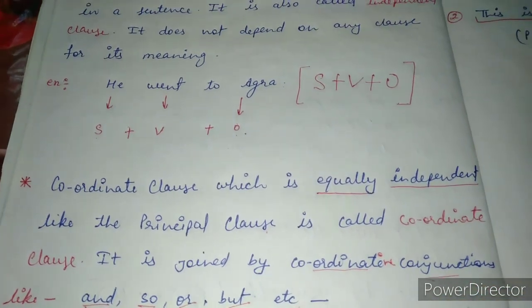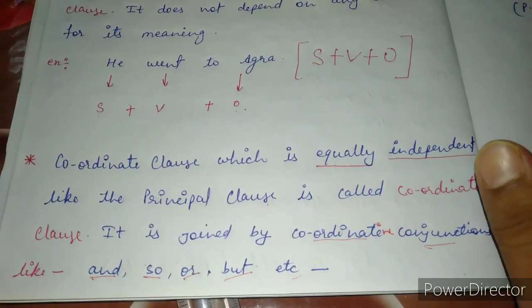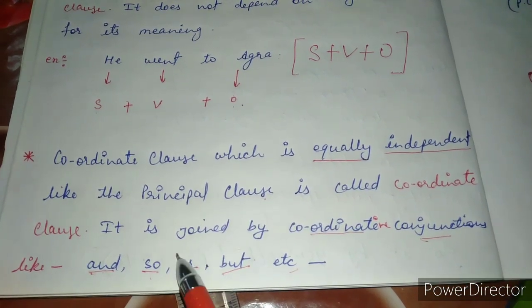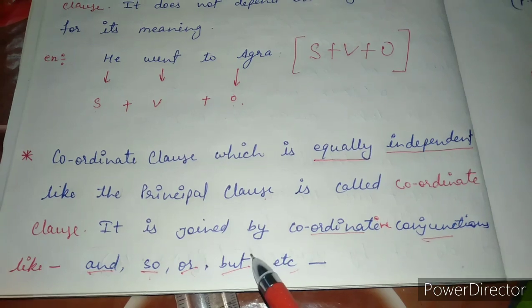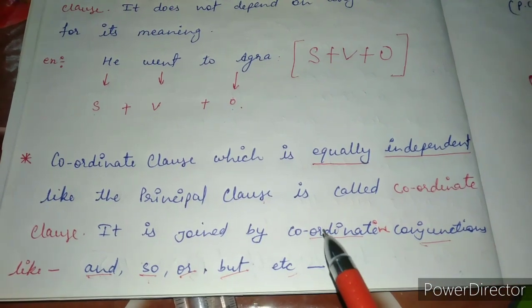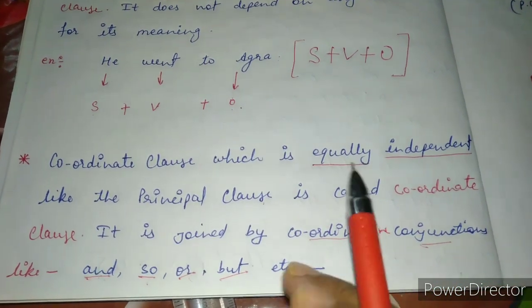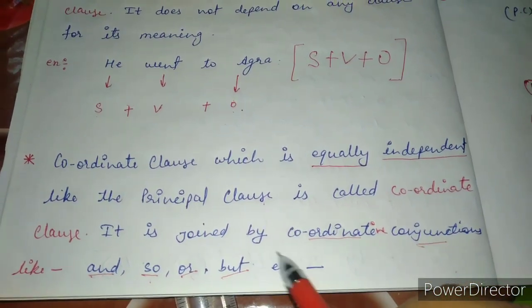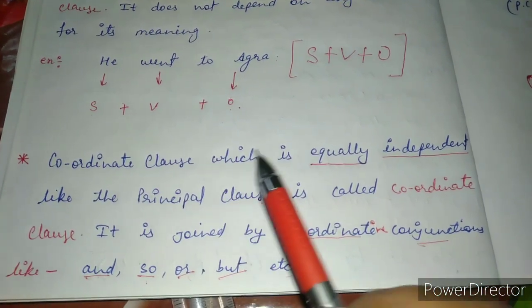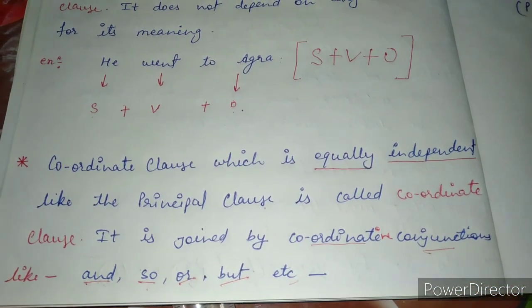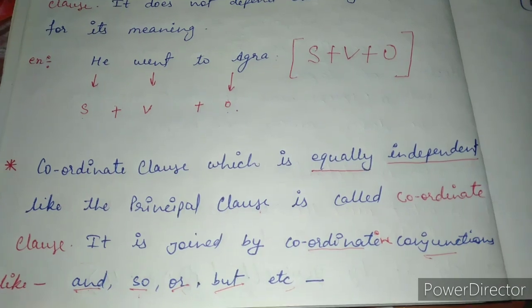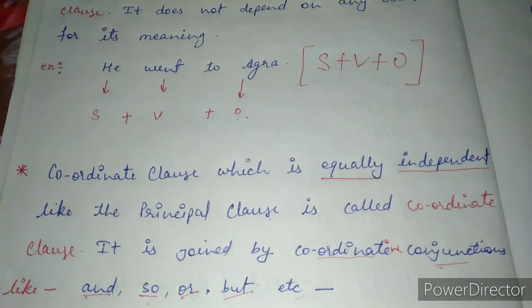Okay, so if a sentence is joined by and, so, or, but, and there are two subjects, two verbs and two objects, that sentence will be called a coordinate clause. That sentence will be called which clause? Coordinate clause. Let us see the example.